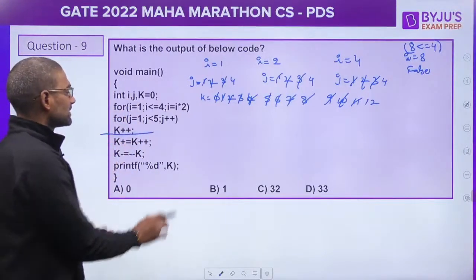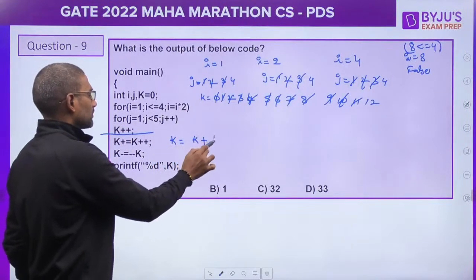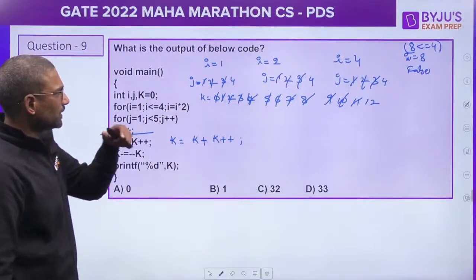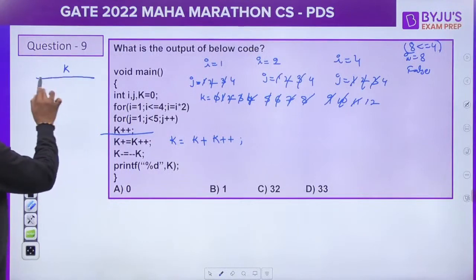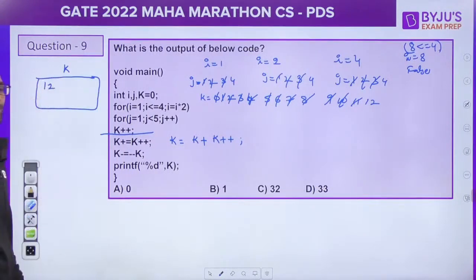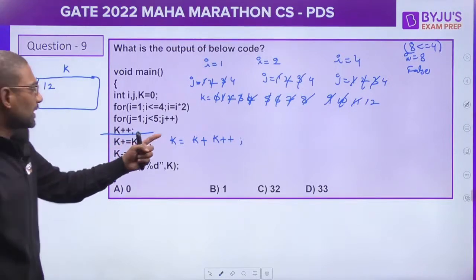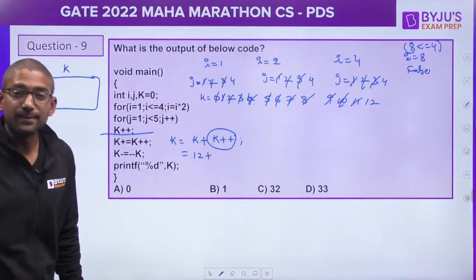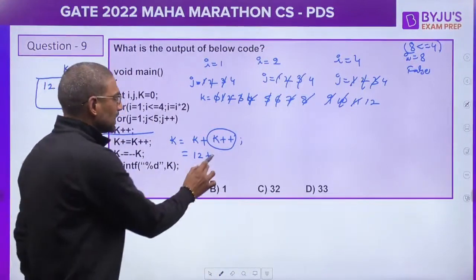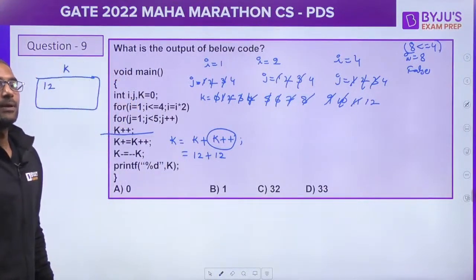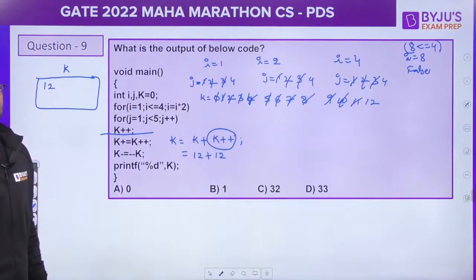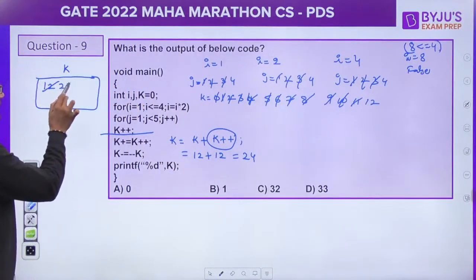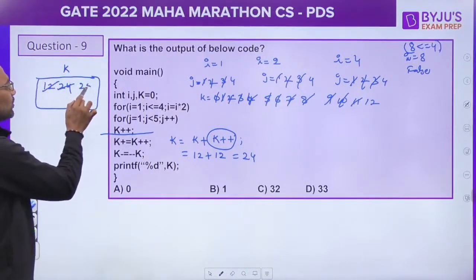Now k plus equals, this is what we have. So what is the k value? The final k value we got is 12. Now k is equal to k plus 12 plus plus, what is this? Post increment. So first the value is assigned, later the increment happens. First 24 is assigned, then that increment will happen to 25.